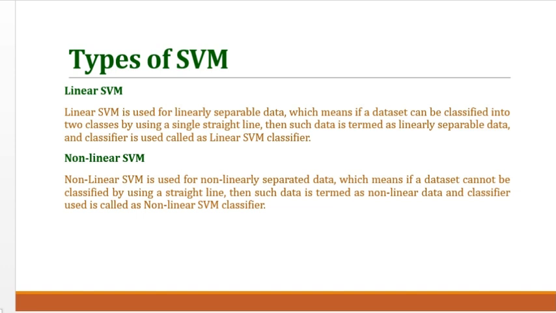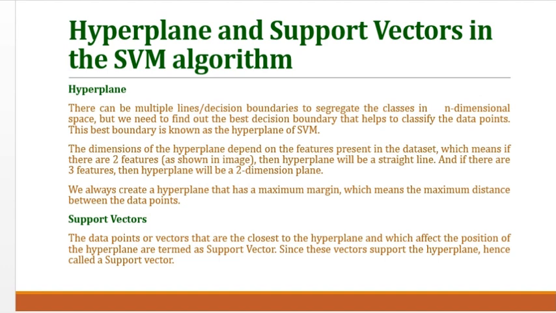Moving on. Hyperplane and support vectors in SVM. What is a hyperplane? It is a decision boundary that separates data points into classes. In 2D space it's a line. In the case of 3D, it can be a plane. In higher dimensions it is a hyperplane.